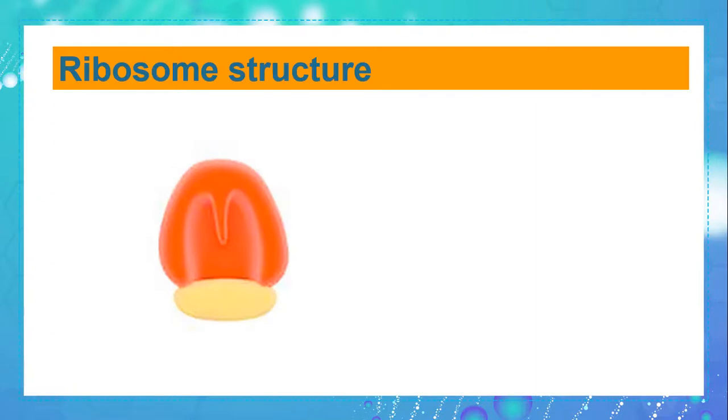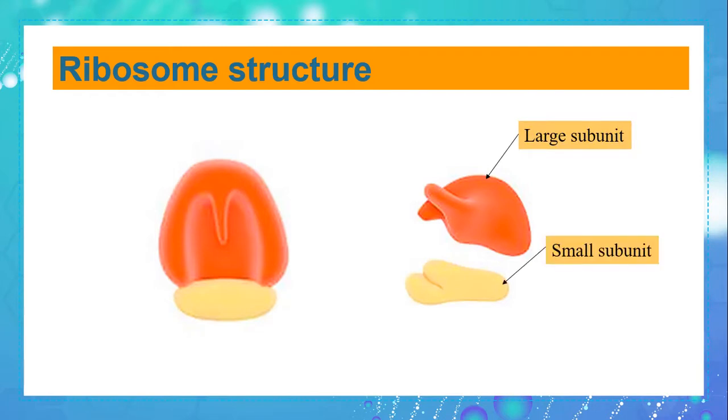A ribosome is made up of two subunits: the large subunit and the small subunit. The small subunit is the structure that the mRNA will bind to. The large subunit includes two main chambers, the A site and the P site, which it uses to decode the mRNA and build up the peptide molecule.